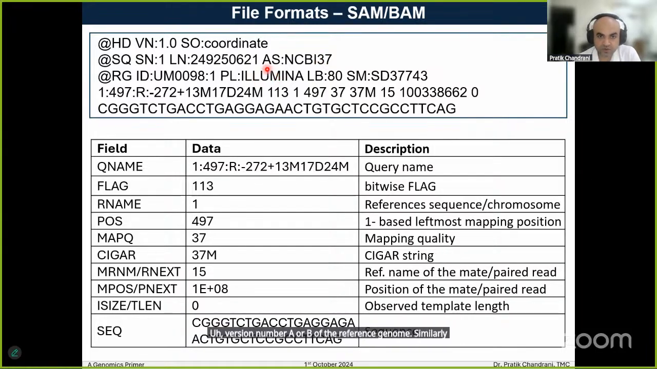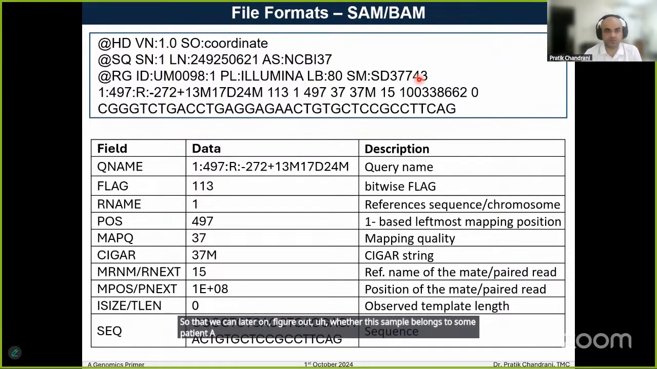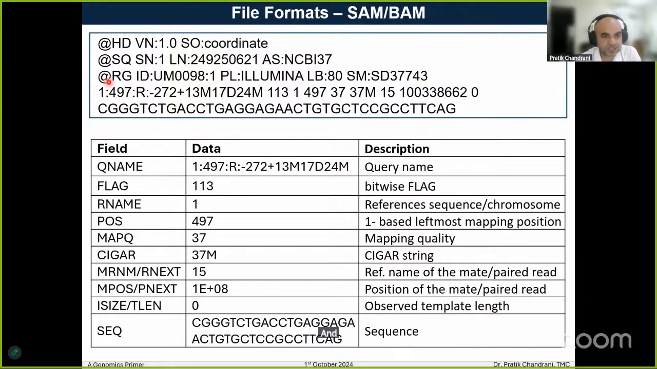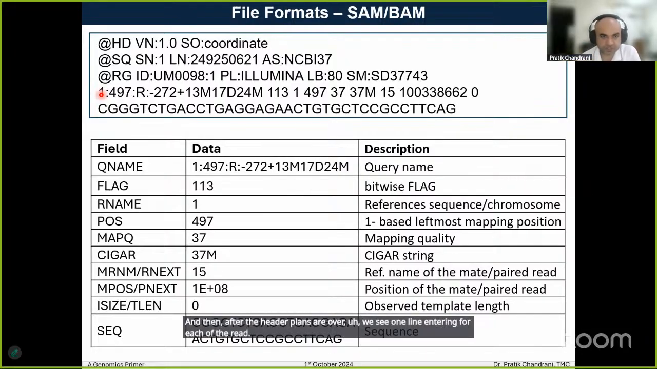Similarly, we are also indicating that this is Illumina-based NGS data, and this is the sample ID, so that we can later on figure out whether this sample belongs to some patient A, B, C, or whatsoever. And then after the header lines are over, we see one line entry for each read which is mapped to the reference genome.